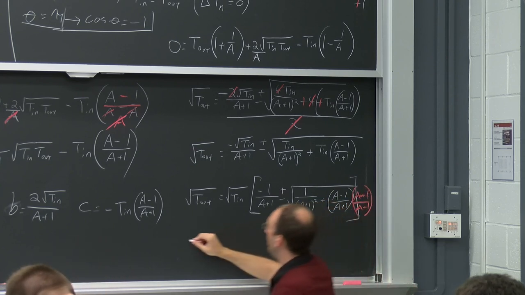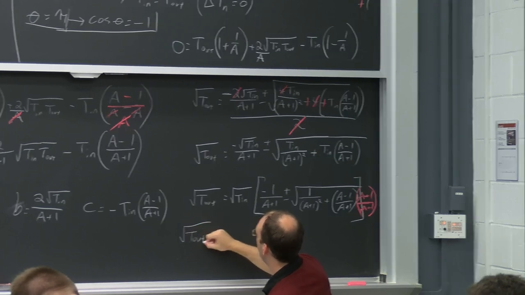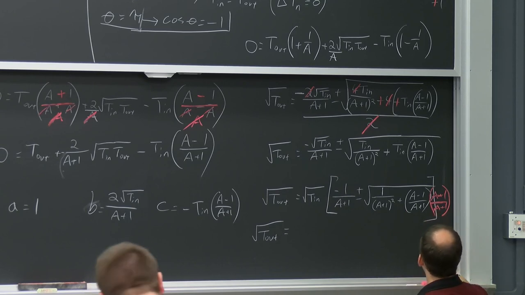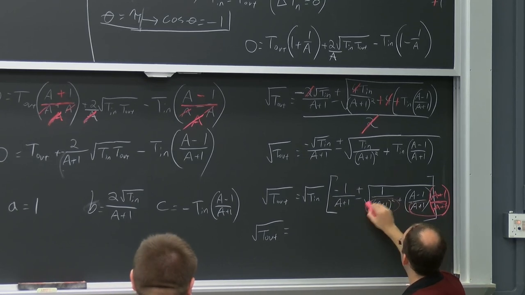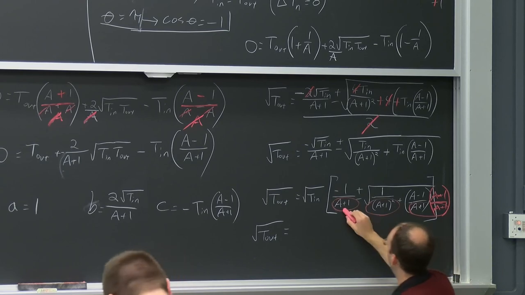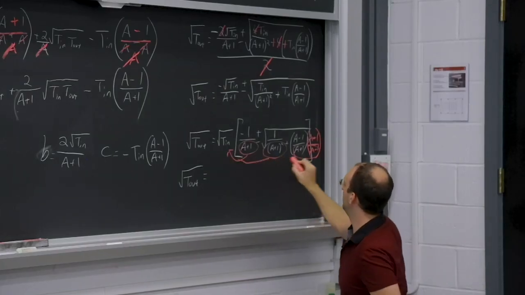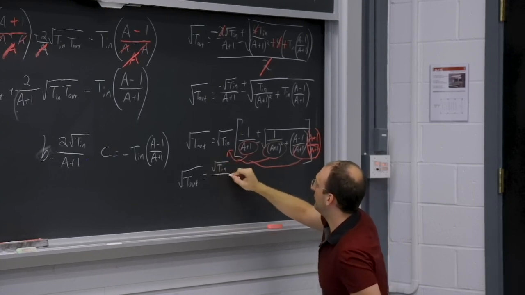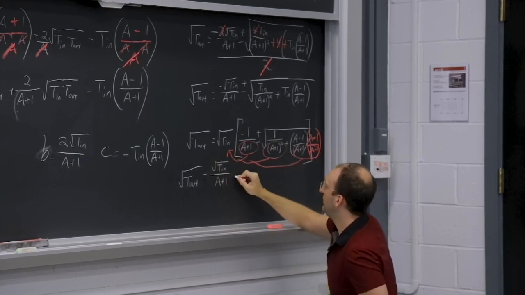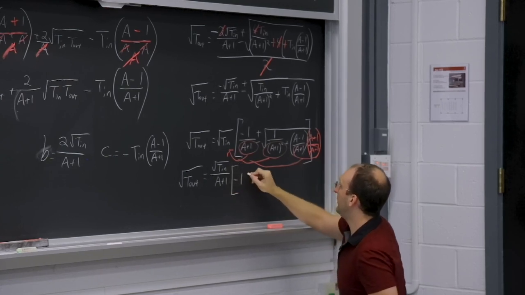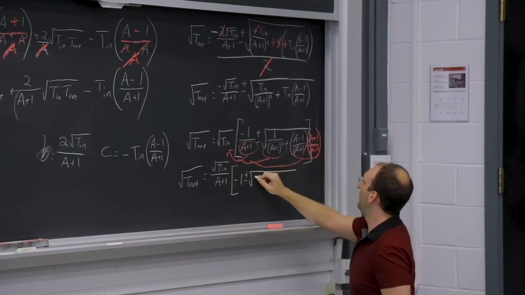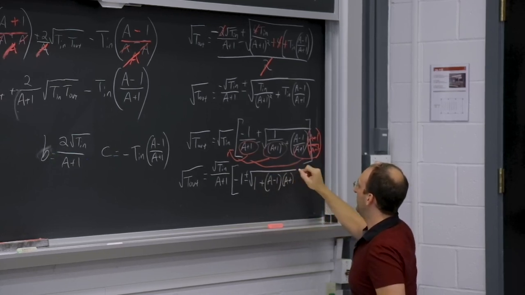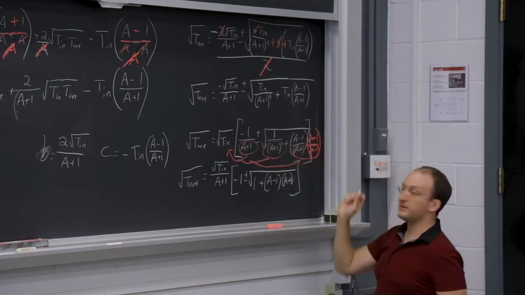OK. And we get root T_out equals, now everything has an a plus 1, so let's bring all of those outside the fraction. Root T_in over a plus 1 times negative 1 plus or minus the square root of 1 plus a minus 1, a plus 1. Starting to get a lot simpler.